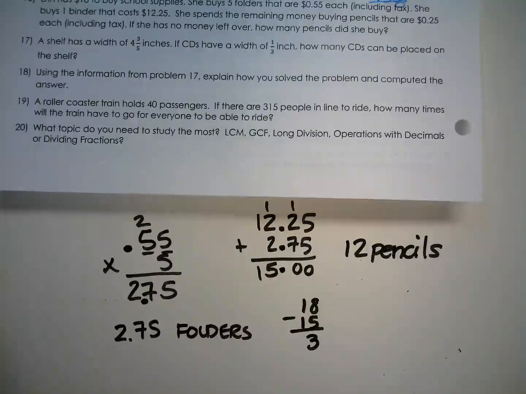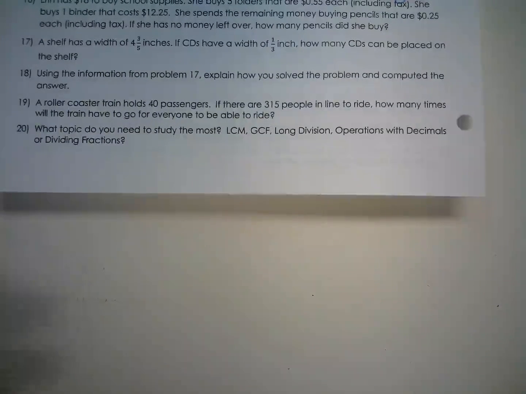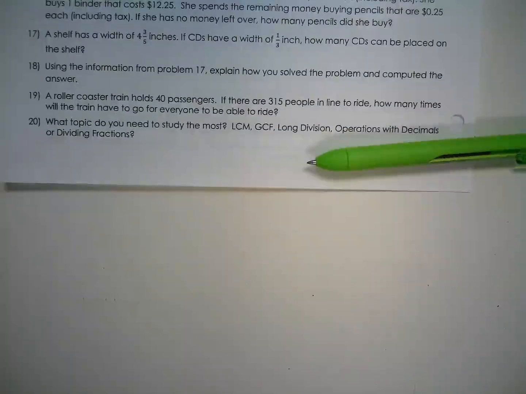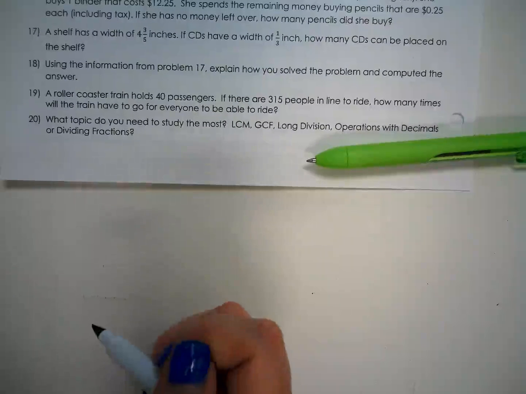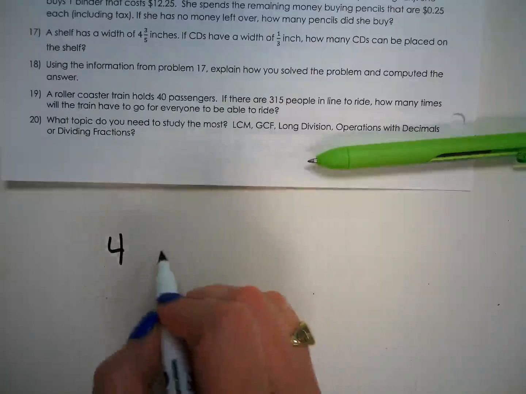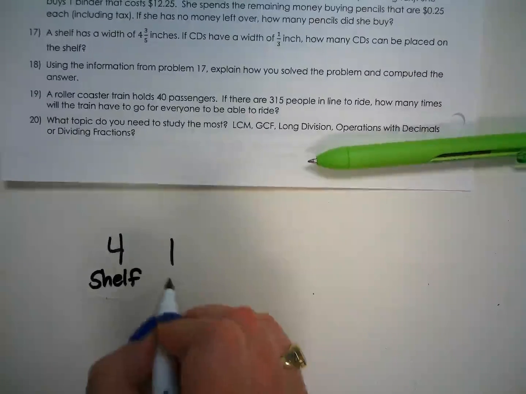Alrighty. Question number 17. On question number 17, it says we've got a shelf that's 4 3/5 inches long, and we have CDs that are 1/3 inch long. How many CDs can be placed on the shelf? Now, if I asked this question a little differently, I think you guys could handle it. If I said I have a shelf that's 4 inches wide, and I have CDs that are 1 inch wide, how many CDs could I fit on the shelf?